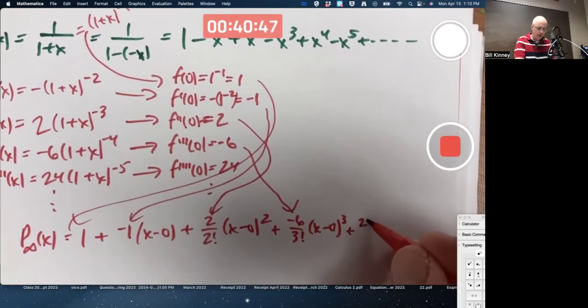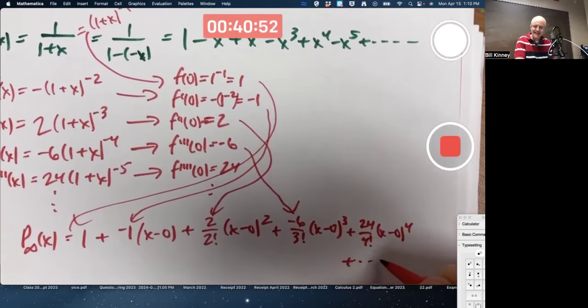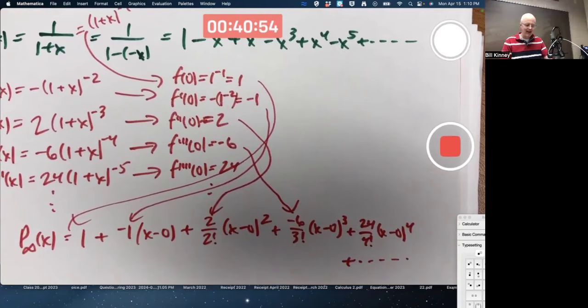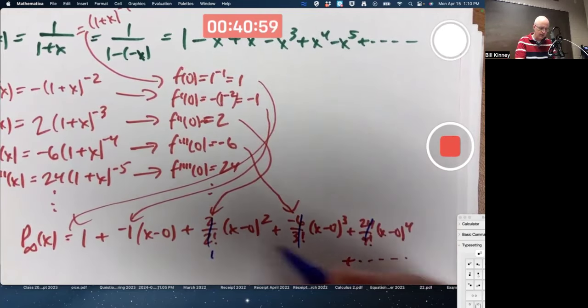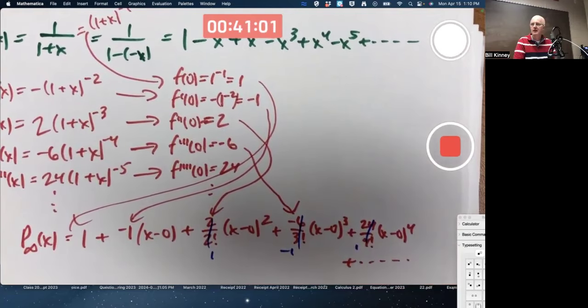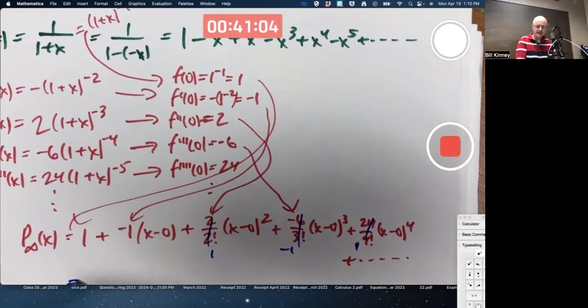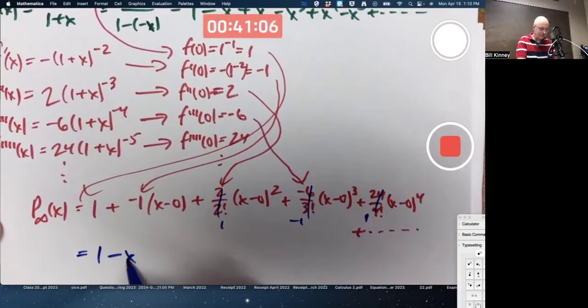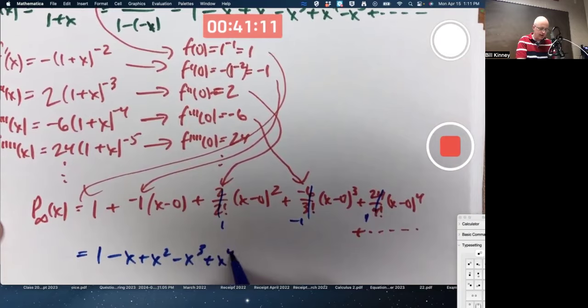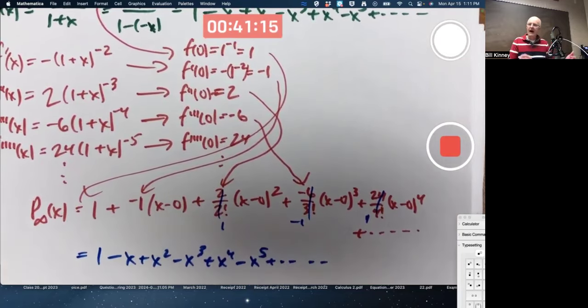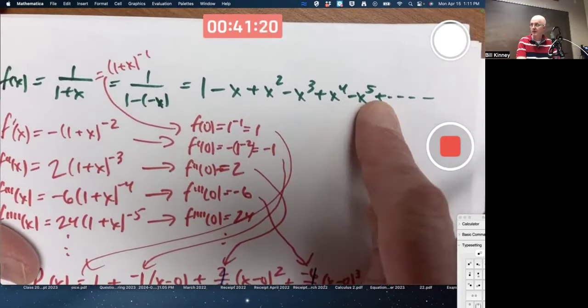Plus positive 24 over 4 factorial, x minus 0 to the 4th, etc., plus dot, dot, dots. And we get complete cancellations. These are all either 1 or -1. So it does simplify to the same thing: 1 minus x plus x squared minus x cubed plus x to the 4th, etc. Same thing we got, realizing we could also use the geometric series formula up here.